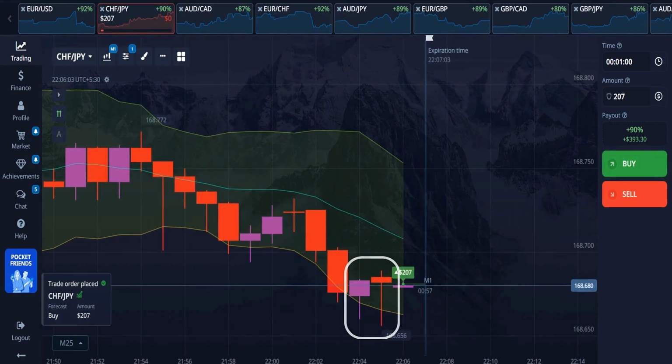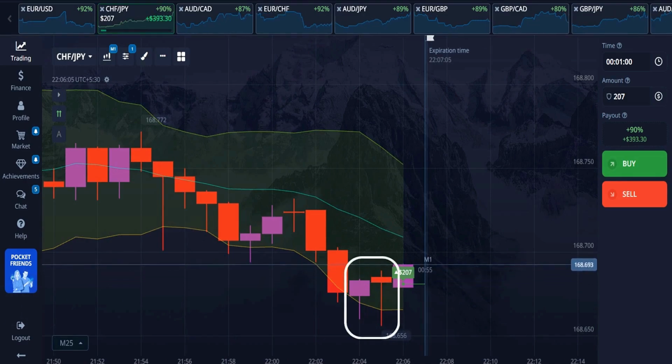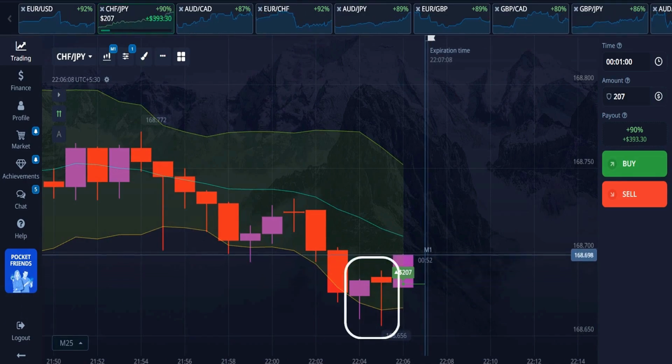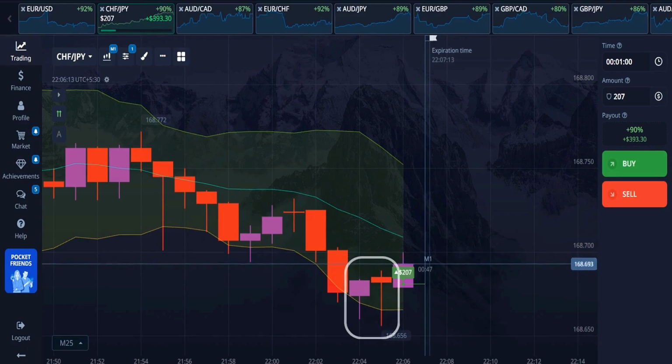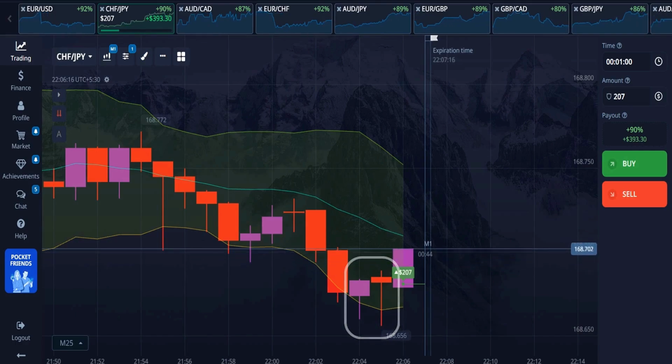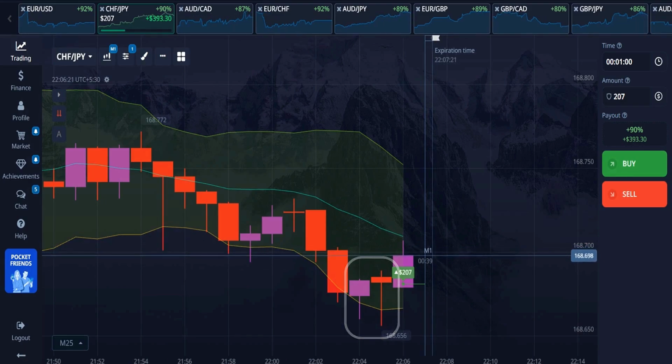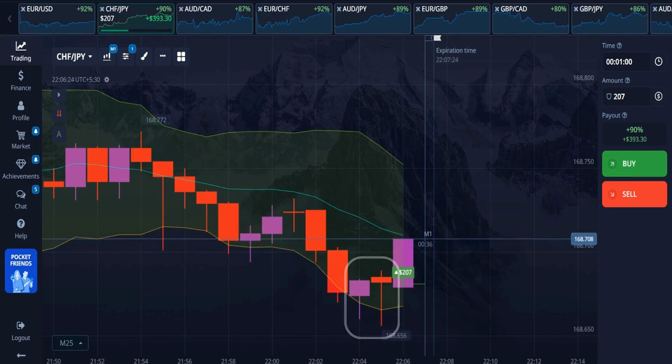All right, traders, take a close look here. As you can see, the price is currently below the middle line of our Bollinger Bands indicator, and we've clearly spotted two hammer candlestick patterns forming above the lower band. The first hammer candle is perfect. Just a small wick at the top, exactly what we want.